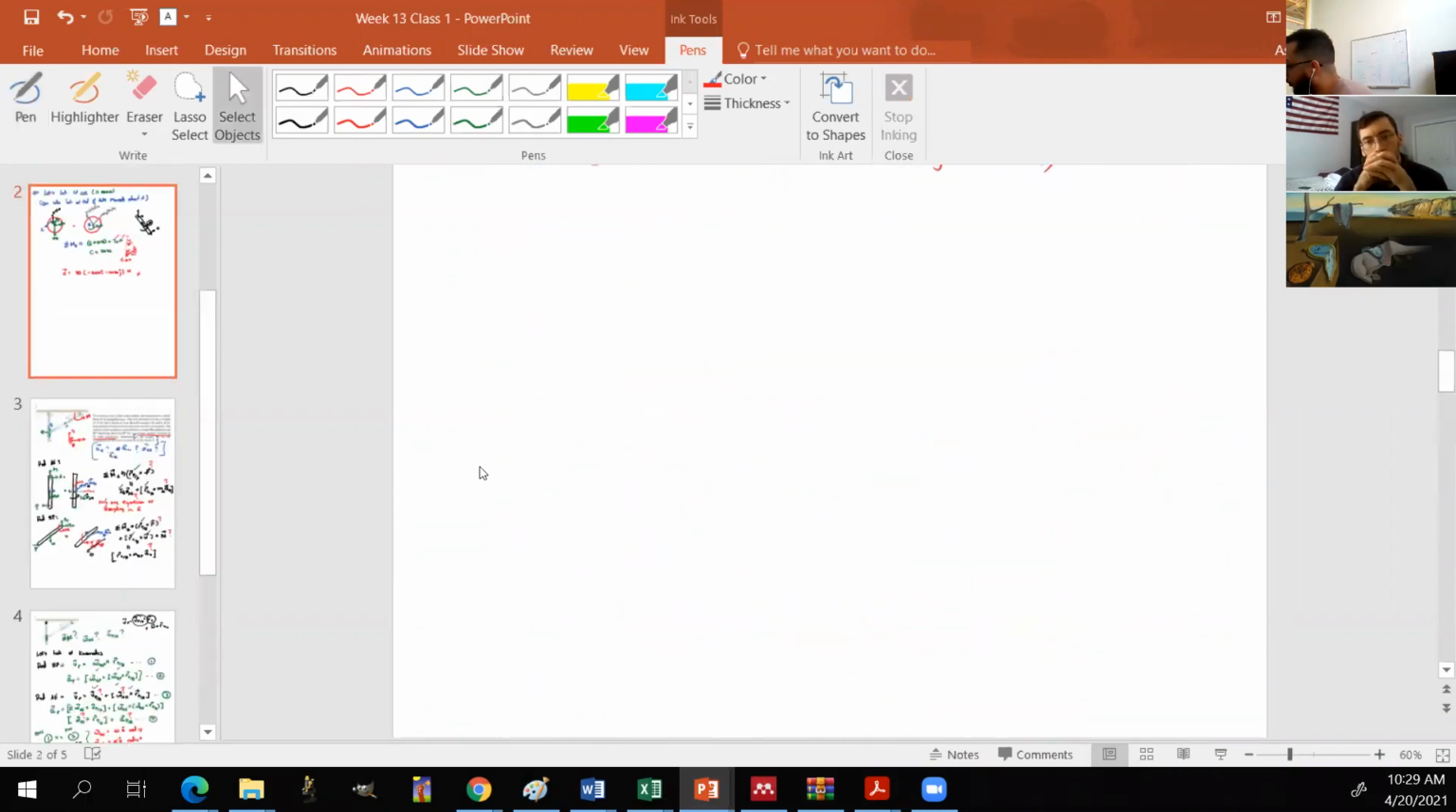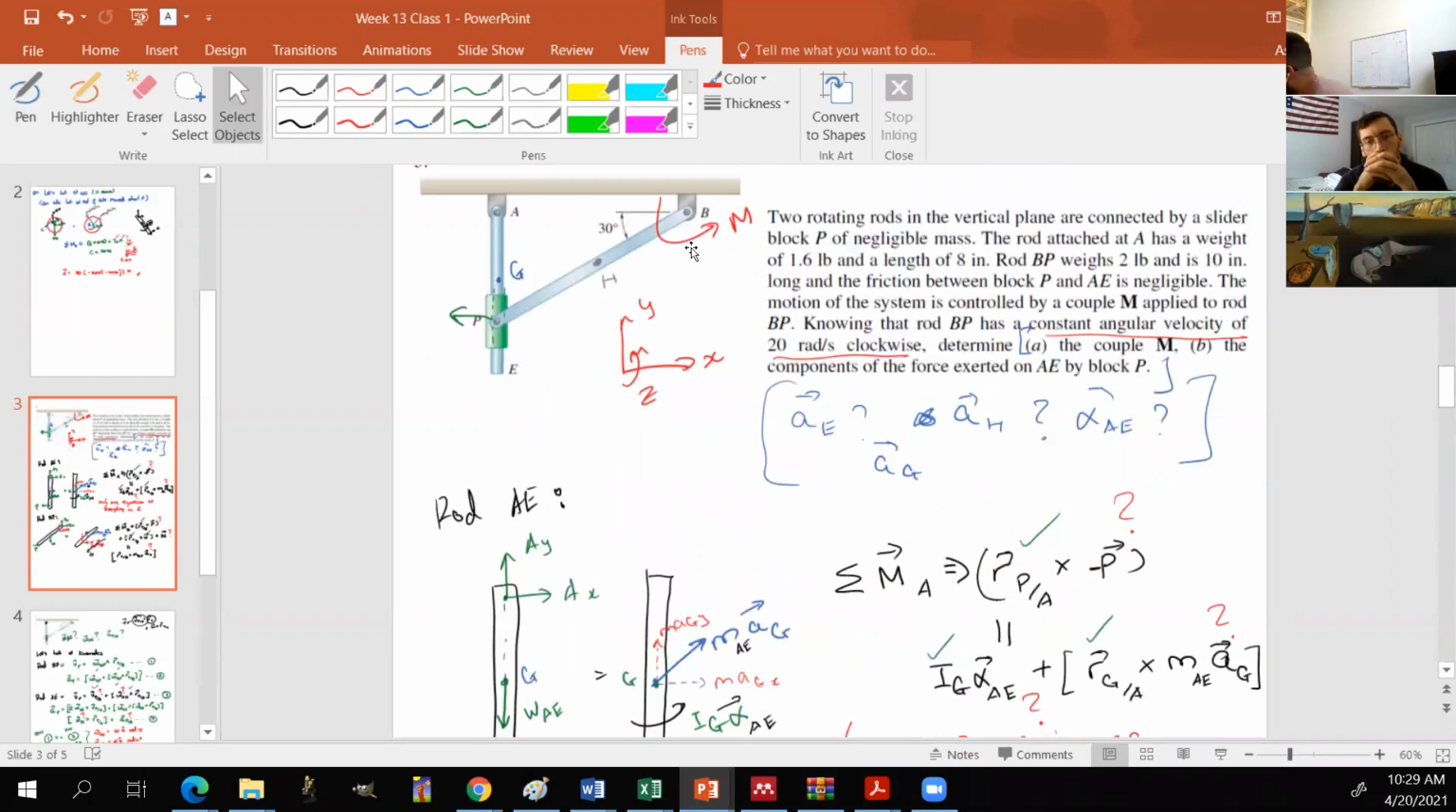All right, and I'm also told that the length of the rod BP is 10 inches, and this length here is 8 inches. I mean, it says that the rod BP is 8 inches, but we're going to assume that this is right at the end, otherwise we don't have enough information. So this is 8 inches. Actually, no, we do have enough information. Sorry about that. So that length is equal to 10 inches.